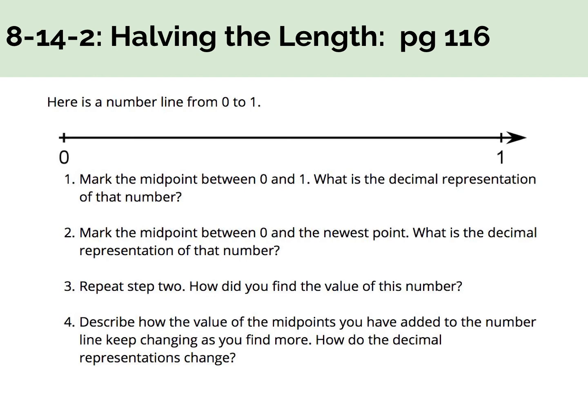On page 116, we have this number line, and we're going to do 1, 2, 3, and 4. We're actually going to do them all together because it kind of makes sense. It says, mark the midpoint between 0 and 1. What is its decimal representation? Mark the midpoint between 0 and the new point. What is that one? Repeat step 2. How did you find the value of this number? And then what are we actually doing with this information? So go ahead and do the midpoint again, and let's figure out what these are. So pause, do that, and then come back to me.